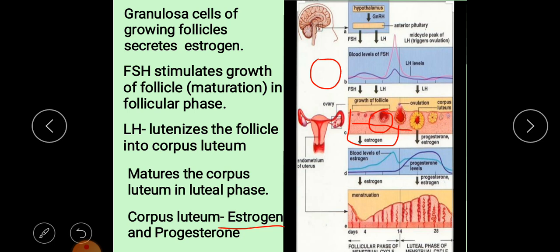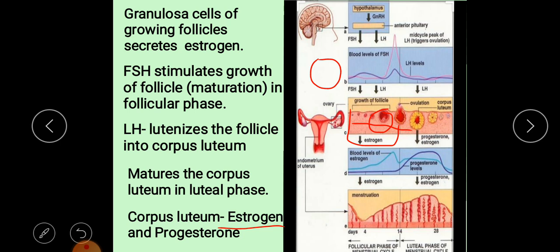and then the thecal cells use that cholesterol to form androgens and release them, and that androgen is given to the granulosa cells, and those granulosa cells have a special type of enzyme capable of transforming the androgens produced by the thecal cells into estrogen. Okay. So, once they produce the estrogen, what happens?